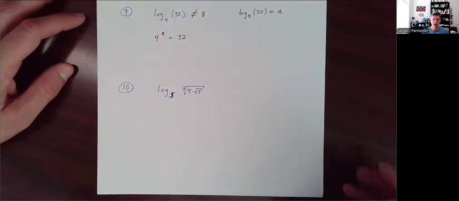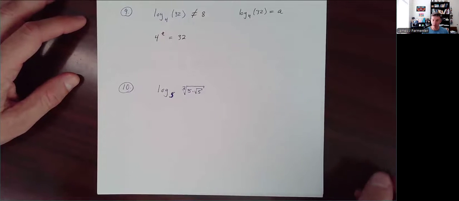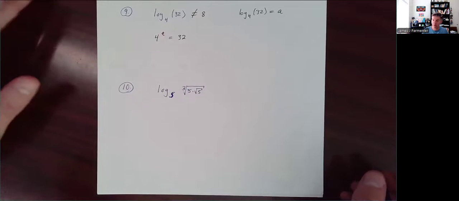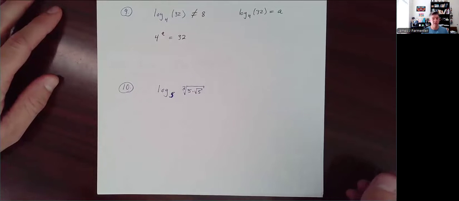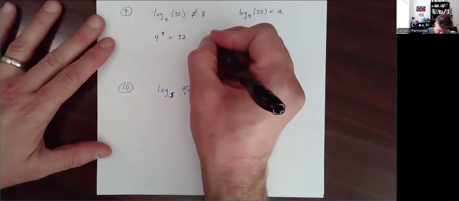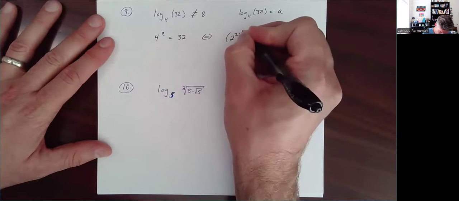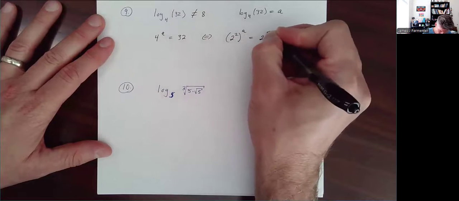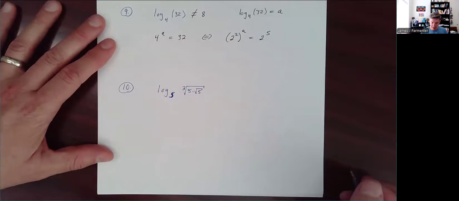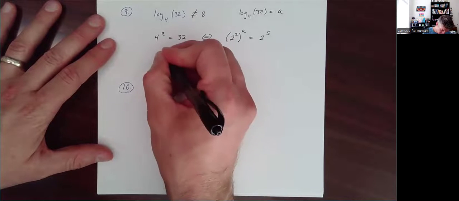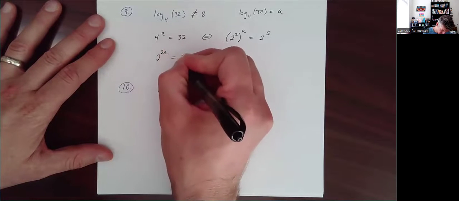And then we want to write both sides as powers of a common base. Well, 4 and 32 are both powers of the number 2. 4 is 2 to the second, 32 is 2 to the fifth. So we're going to rewrite both of these as powers of 2. So 2 to the second to the A equals 2 to the fifth. On the left-hand side, power to a power, we multiply the powers. So you have 2 to the 2 times A equal to 2 to the fifth.